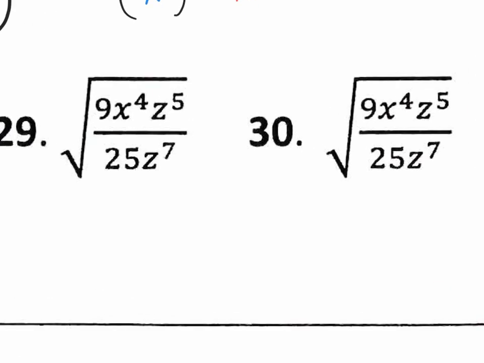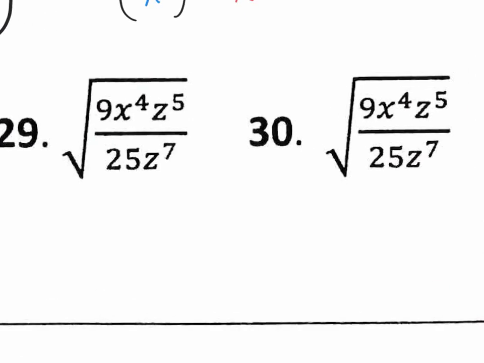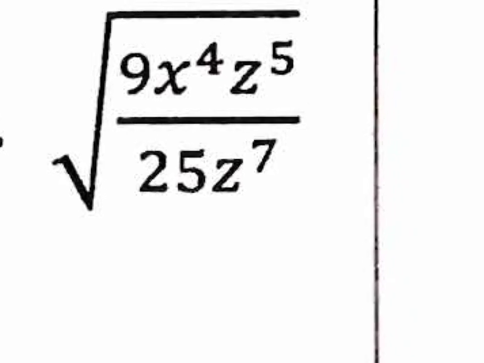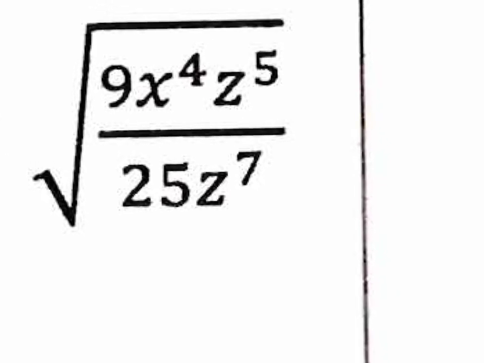29 or 30? Either one. Okay, I'll do 30, you do 29. That's ridiculous. It's the same question. I'm sorry. Typo. Whatever. You can scratch out 29. We're going to do 30 together.